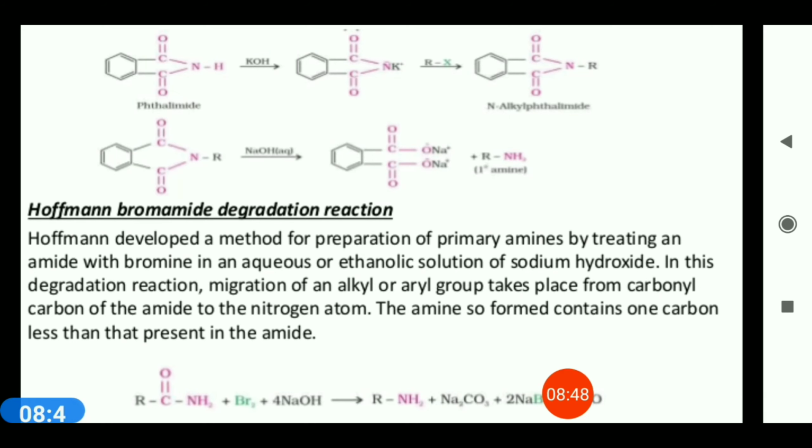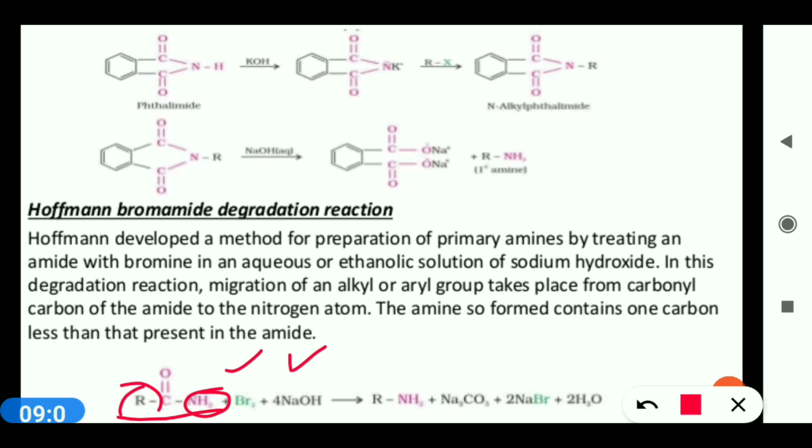So you can see very clearly in the reaction, this is the amide. When it reacts with bromine, Br2, in presence of NaOH, it can be aqueous, it can be ethanolic, then there is formation of RNH2, that is our main product, with the liberation of Na2CO3 sodium carbonate, NaBr sodium bromide and water. So these three are the byproducts with the liberation of the main product, 1 degree amines.